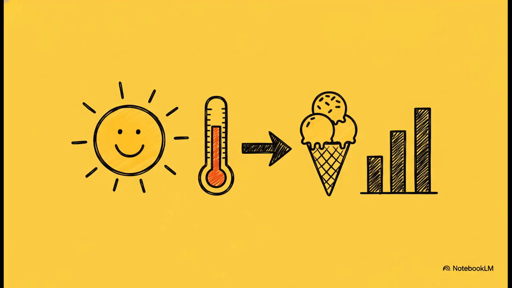Okay, to really get a grip on this, let's use a super simple classic example. Imagine you and I, we're running an ice cream shop, and we've been keeping track of our sales, right? We know exactly how many cones we sold on hot days, cool days, you name it. Our mission is to build an AI model that can predict our future sales just by looking at the weather forecast. Seems pretty straightforward, yeah?